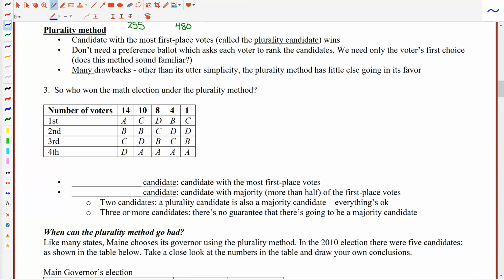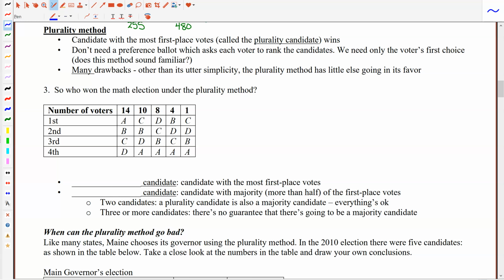Now this method actually has many drawbacks. Other than its utter simplicity, it has very little else going in its favor. And so when we think about voting, this is the method I think a lot of people think about. They think about all the listed candidates, maybe putting that name on that piece of paper and then dropping it into the bucket. So at that point in time, they're only voting for their first place. But really, it's actually plagued with a lot of problems. But first, let's just check out the mathematics of it and see what the plurality method says we need to do to figure out which candidate is going to win the election.